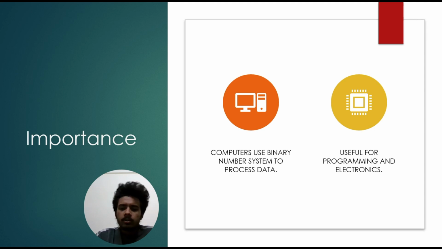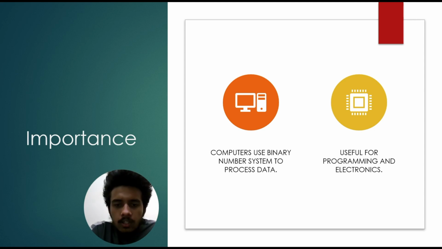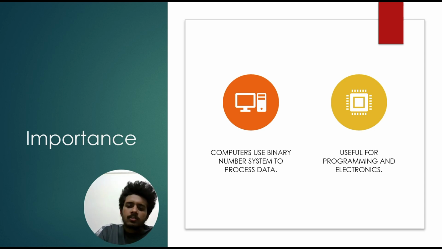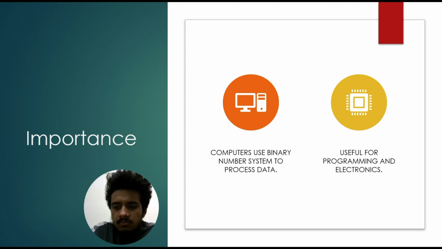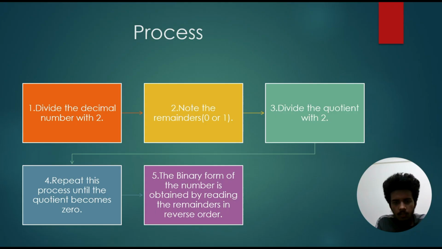Let us discuss some important points about the binary number system. Computers use the binary number system to process data because it helps the computers to identify errors and fix them easily. So the binary number system is used in computers, and learning the conversion of decimal to binary is useful in programming and for electronics. So these are some uses.